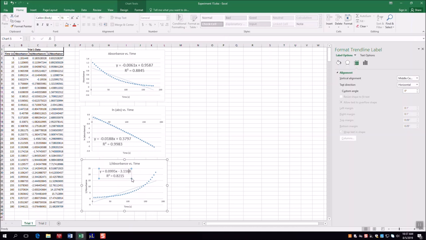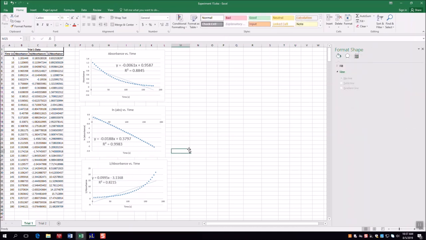And now we can decide whether or not our reaction is zero, first, or second order with respect to dye. To do that, we need to see which one of these three graphs has the best linear regression. Well, if we look, we have two graphs that are in the 0.8 range, 0.8845 and 0.8215, and one graph that is greater than 0.99.